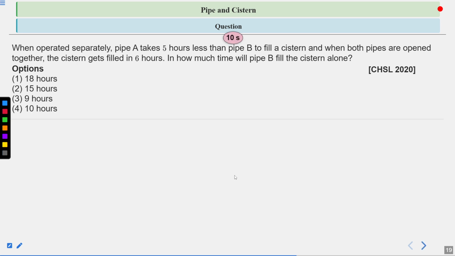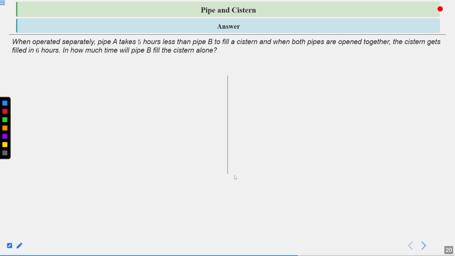Now you have 10 seconds to analyze the question. Your time starts now. Now time's up. Let's see the solution of this question. The question says that when operated separately, pipe A takes 5 hours less than pipe B to fill the cistern. And when both are opened together, the cistern gets filled in 6 hours. So in how much time will pipe B fill the cistern alone?